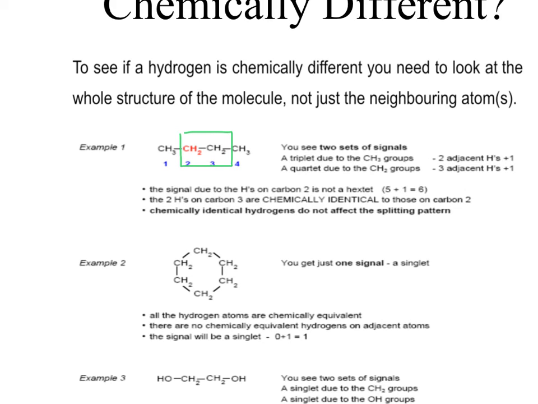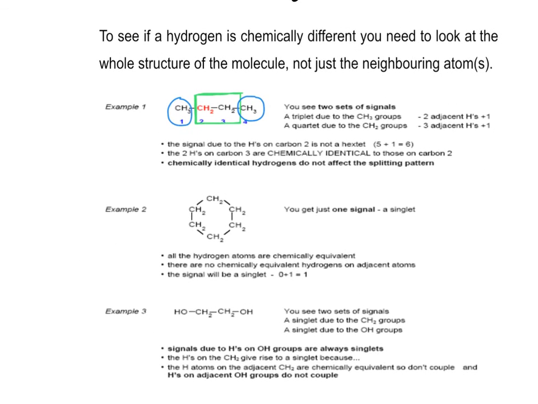Then we have got a quartet due to these 2 CH2 groups. There are 3 hydrogens on the adjacent carbon. So 3 plus 1 splits that into a quartet. So we're realising that these 4 hydrogens here in green are chemically equivalent, and these 3 and these 3 are also chemically equivalent. So remember that chemically identical or equivalent hydrogens do not affect the splitting pattern.